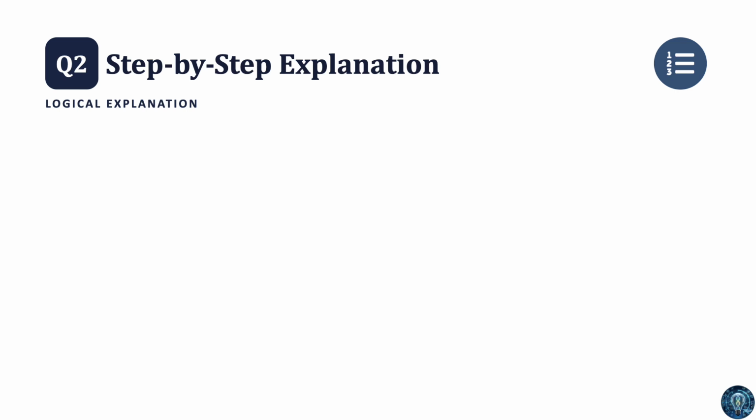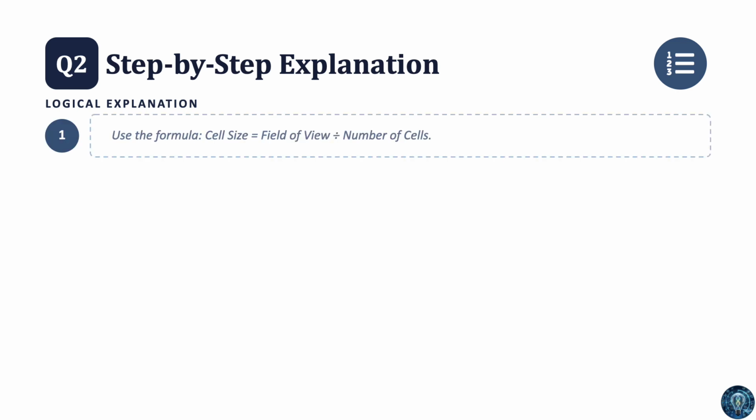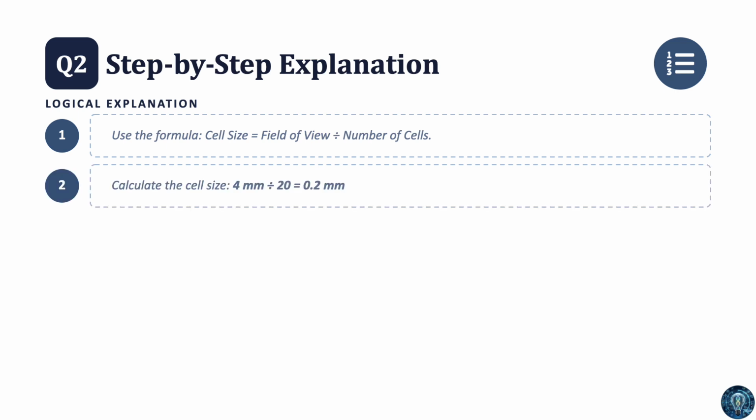Alright, let's solve this question step by step. The first step is to remember the formula. To estimate the size of one cell, divide the field of view by the number of cells that fit across it. Here, the field of view is 4 millimeters and 20 cells fit across it. So, the size of one cell is 4 divided by 20, which equals 0.2 millimeters.